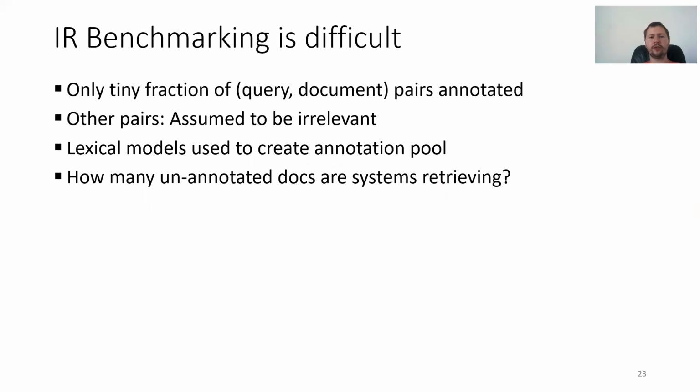In general, information retrieval benchmarking is quite difficult. Only a tiny fraction of query-document pairs are annotated, and you assume that the other pairs are irrelevant. Often a lexical model has been used to create these annotation pools. So you have some query given, you use existing tools, which are primarily lexical models, to get some candidates, and then you show the candidates to the annotator and ask which of these documents are relevant for the query, and the annotators annotate.